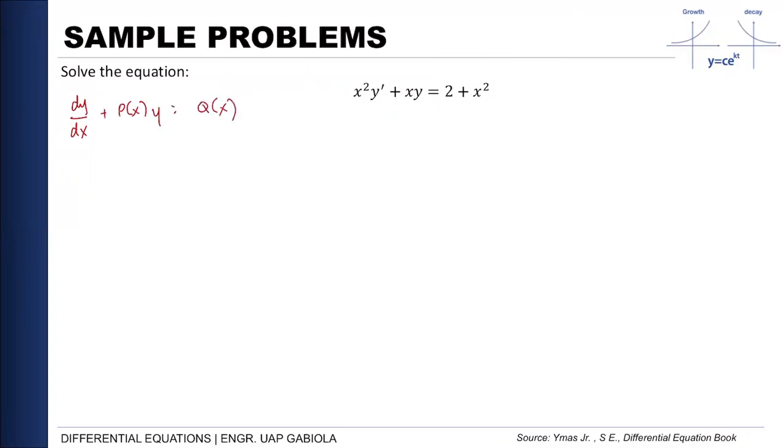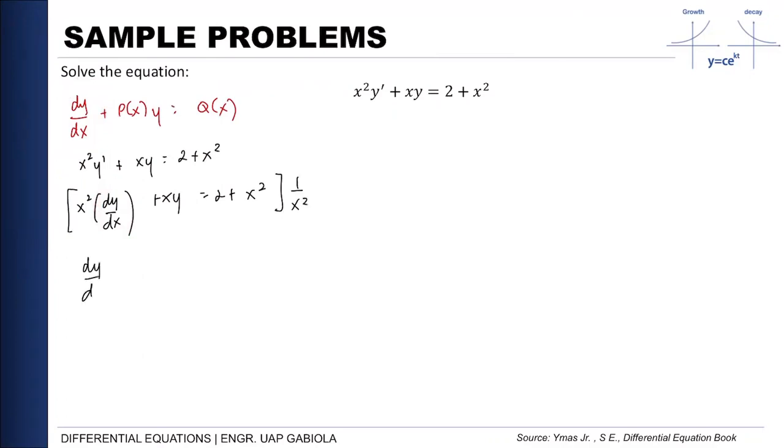So, ito yung dapat natin gagawin for. Okay? So, we have x squared y prime plus xy is equals to 2 plus x squared. If we change that to dy dx, plus xy is equals to 2 plus x squared. What we can do to isolate yung dy dx is to divide the whole side of the equation by x squared.